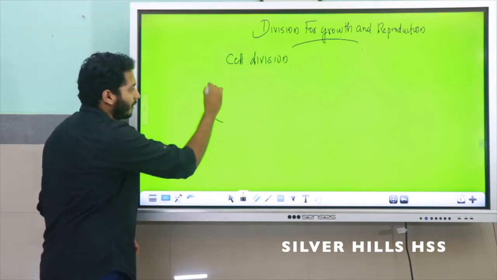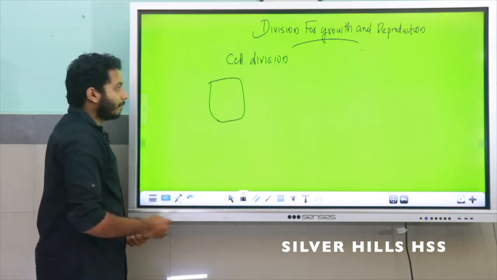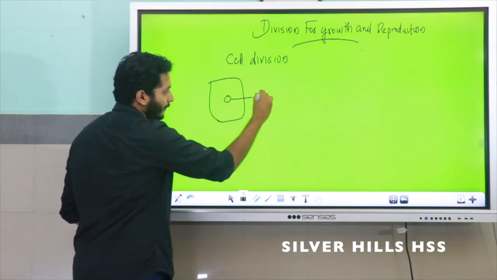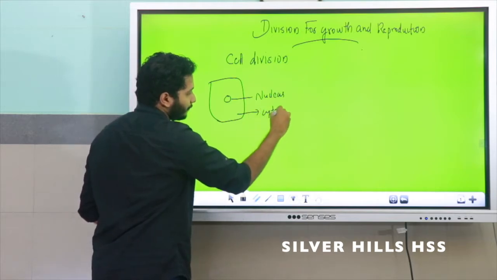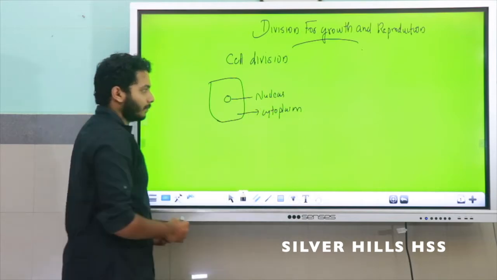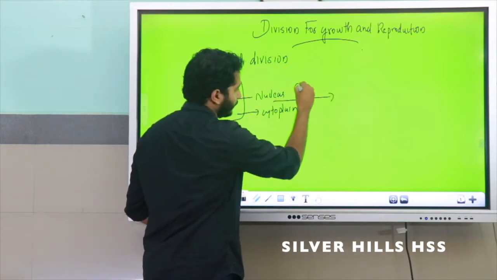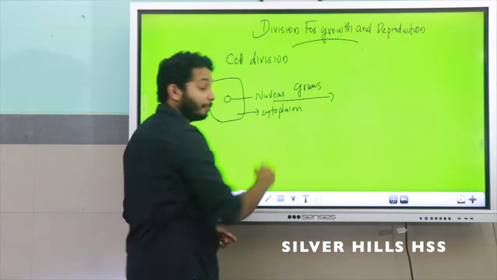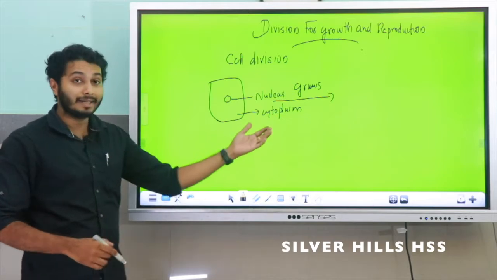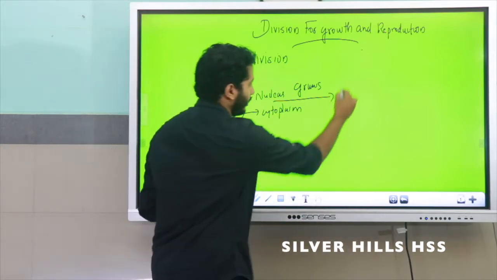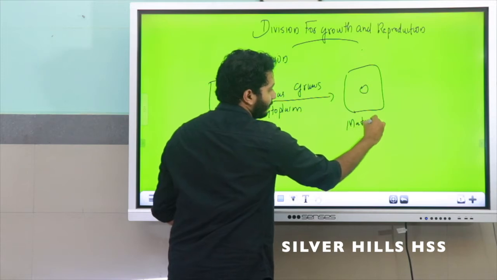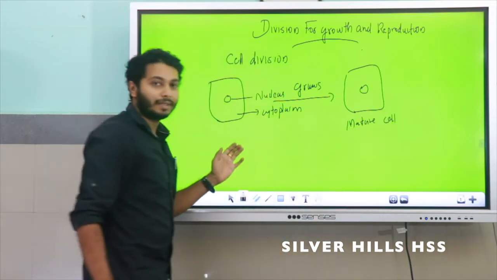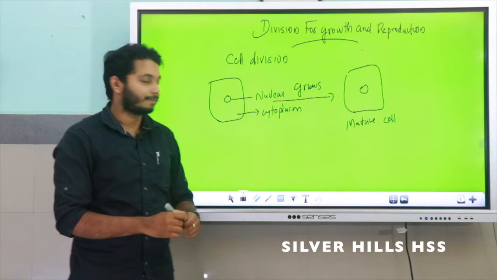Let it be a cell. The important parts of the cell are the nucleus and the cytoplasm. The cell grows, and after a particular period of growth, the cell attains maturity. So here is the mature cell.